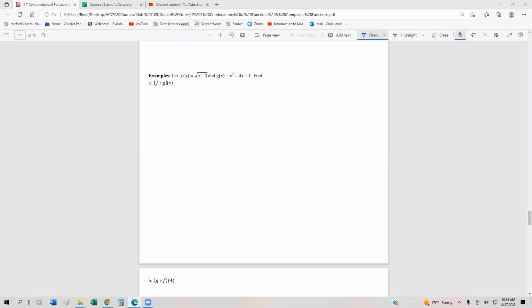In this video, we're going to take a look at a few more examples of function composition. So we have this function, square root of x minus 3, and then x squared minus 4x minus 1. Although it doesn't ask us for the domain, we know that the domain is going to be anything that's 3 or greater. Going back to the beginning of this section, anything under a square root has to be greater than or equal to 0.